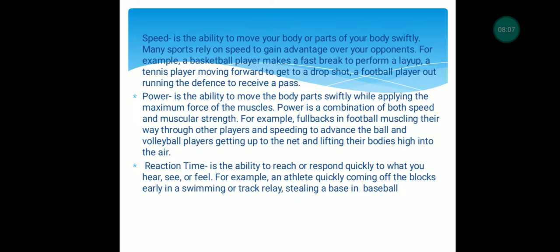So let's proceed to power. It is the ability to move the body parts swiftly while applying the maximum force of the muscles. Power is a combination of both speed and muscle strength. For example, fullbacks in football muscle their way through other players and speed to advance the ball, and volleyball players getting up to the net and lifting their bodies high into the air.